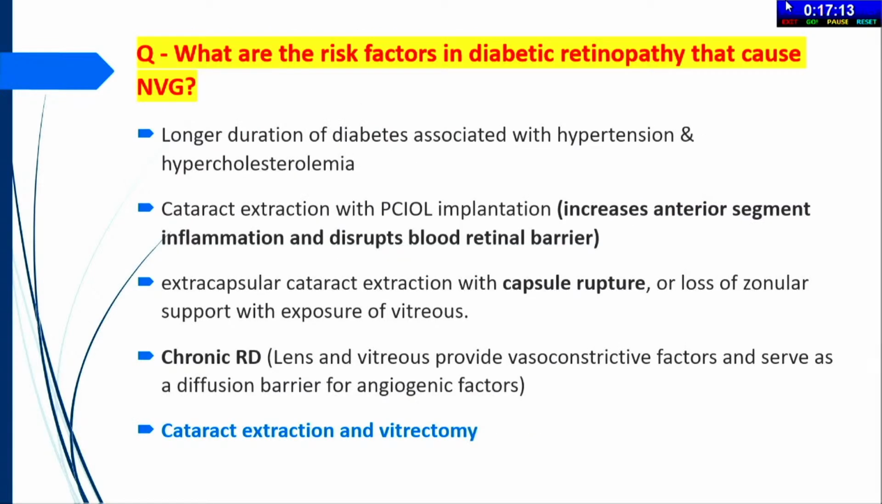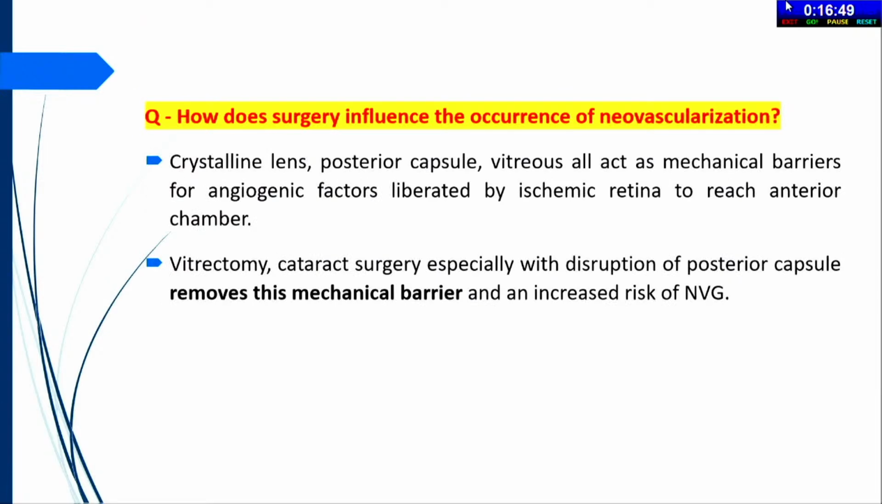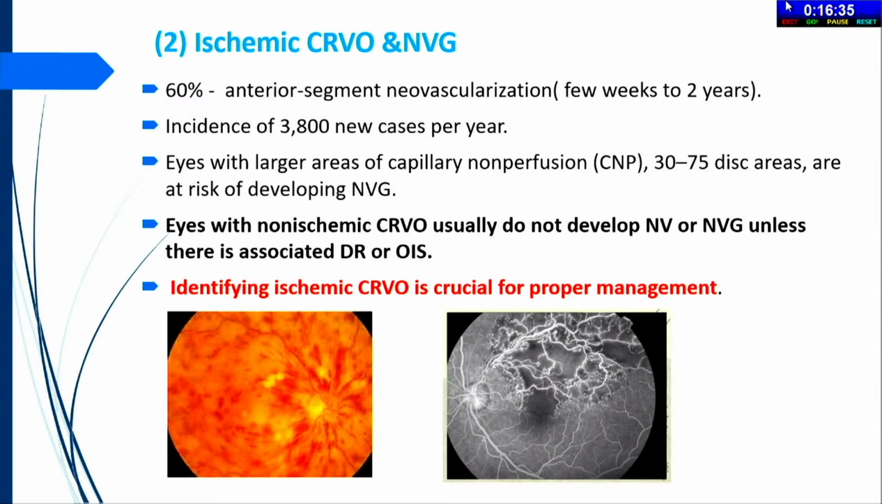So why do diabetic retinopathy patients develop NVG? It could be because of long-standing diabetes associated with long-standing hypertension and hypercholesterolemia, or the patient underwent a cataract surgery and developed NVG because of a posterior capsular rent, or it could be a vitrectomy patient or a long-standing RD patient with diabetes. And why does this neovascularization occur? Because the posterior capsule is a barrier for the angiogenic factors released because of the ischemia in the posterior chamber. So they come forward and create new vessels at the angle as well as at the iris.